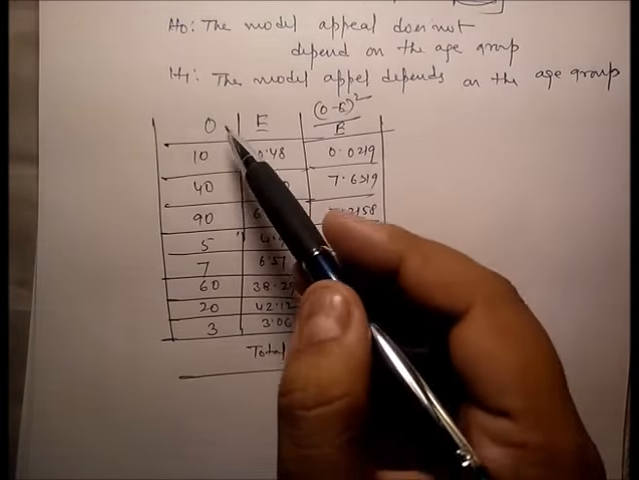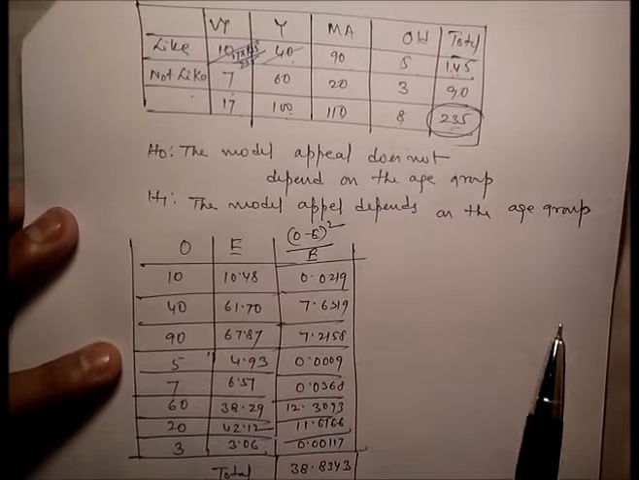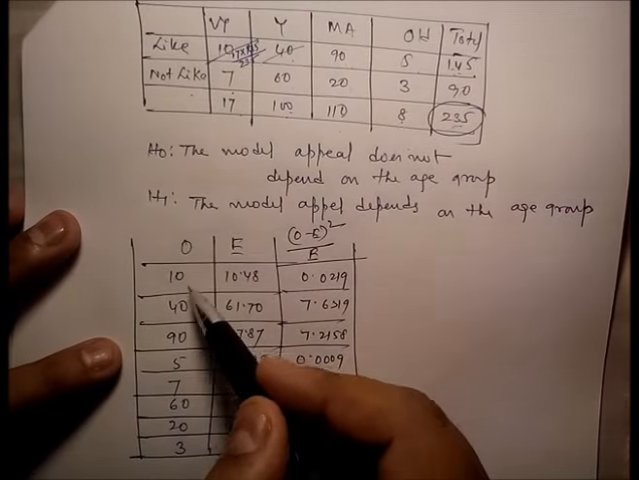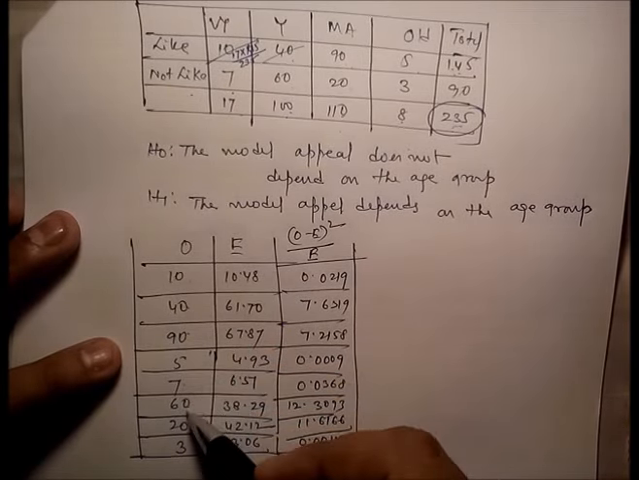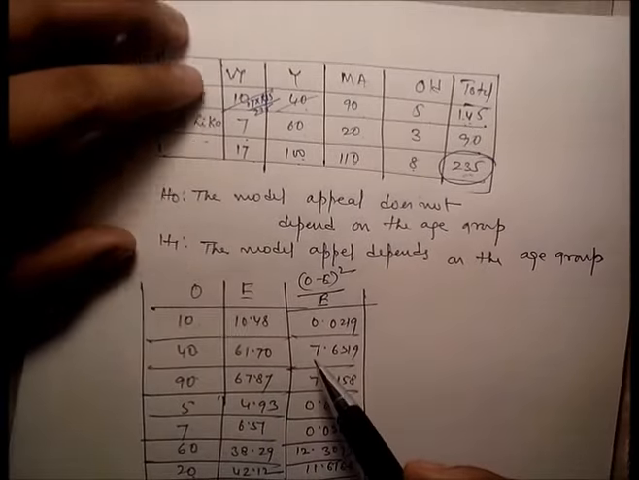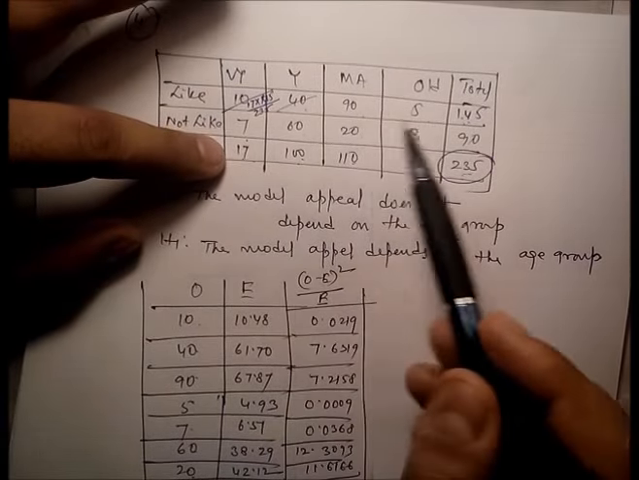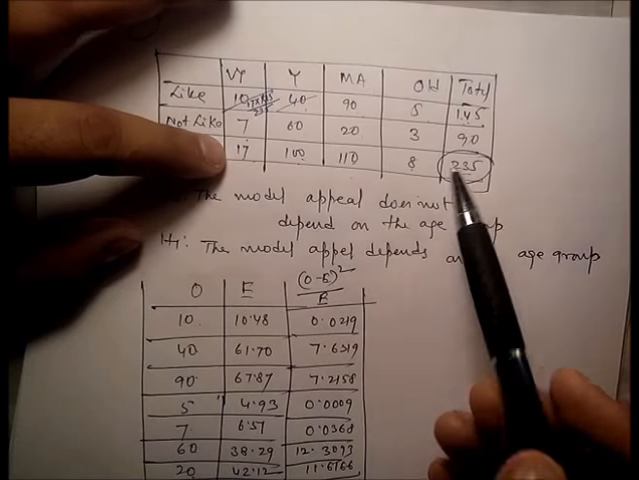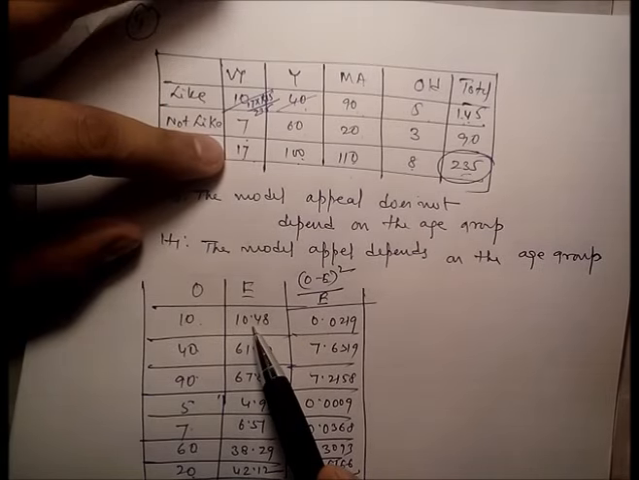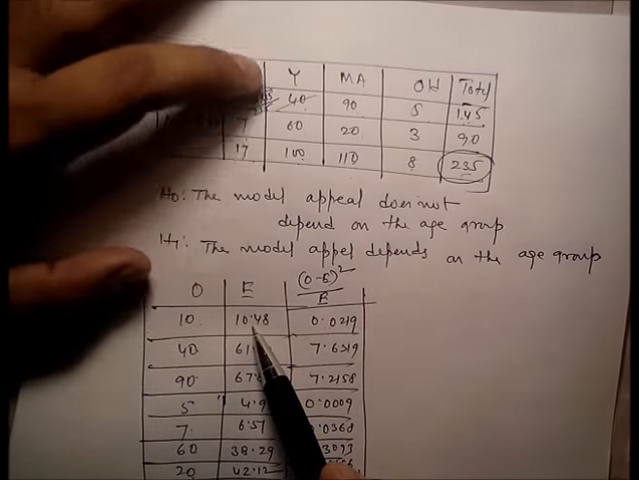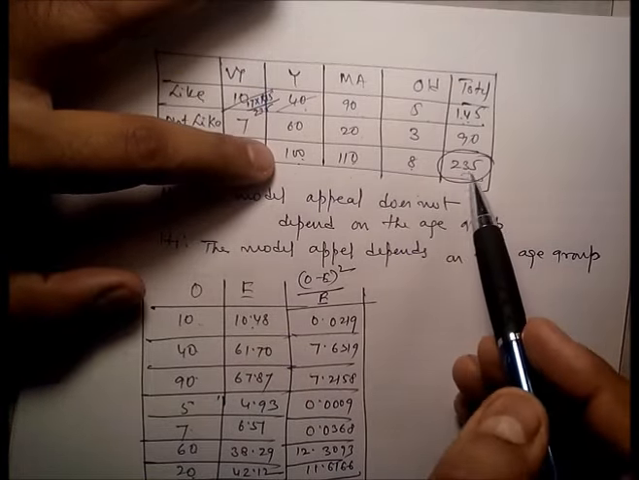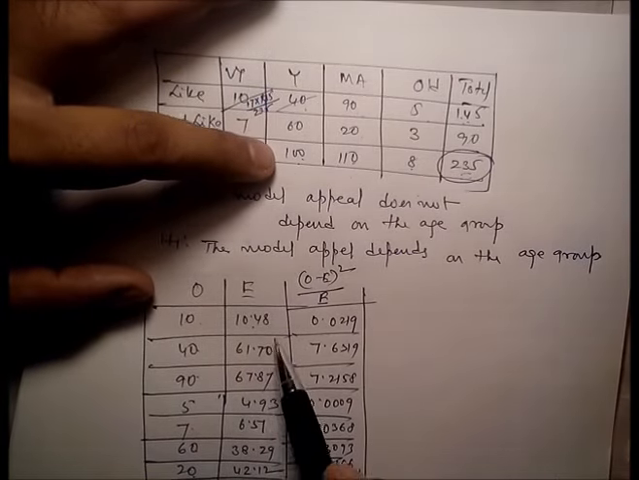Okay, so the observed frequencies are, as you already know, 10, 40, 95, 7, 60, 23. Expected frequencies, you already know how to calculate. 17 into 145 divided by 235, the answer is 10.48. Similarly 100 into 145 divided by 235, that is 61.70, and so on.